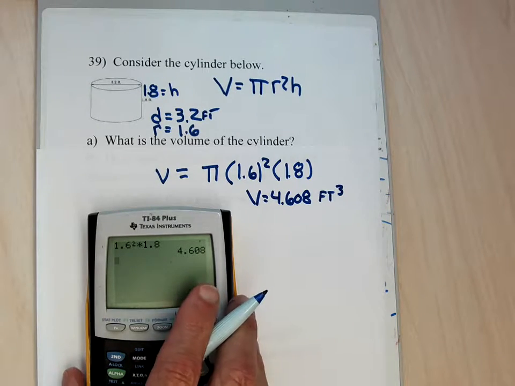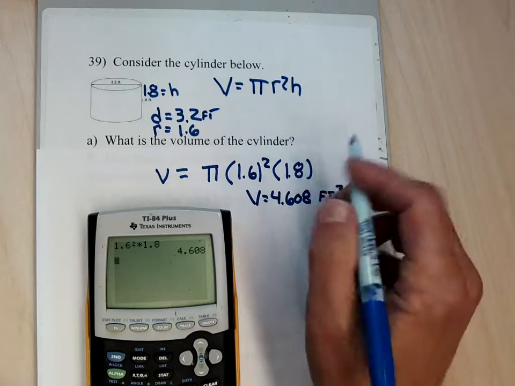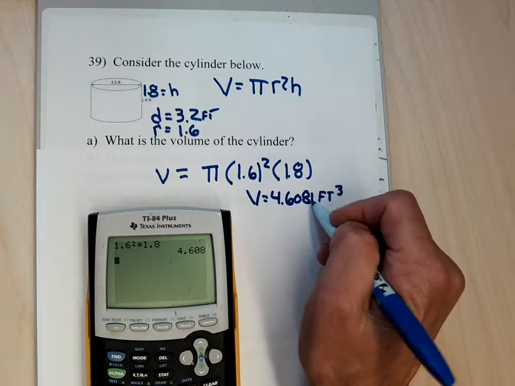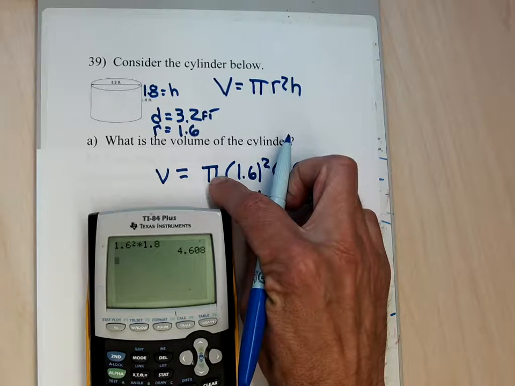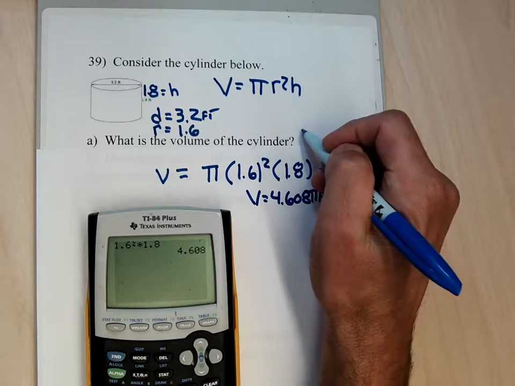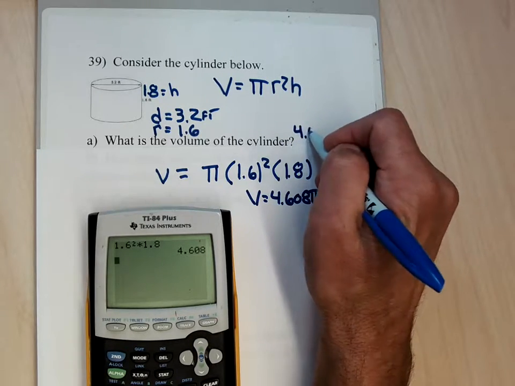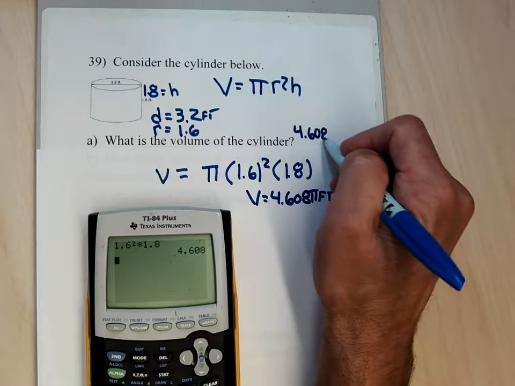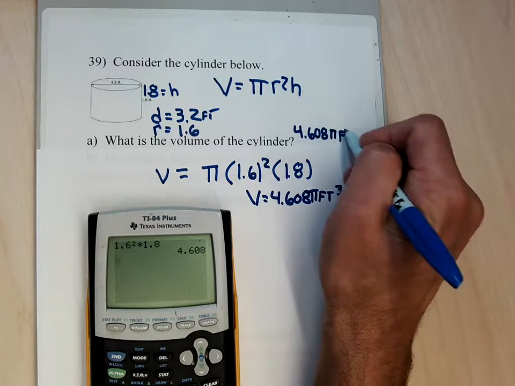It didn't say round to 2 decimals, and I forgot this pi. So that would be a minus something because that pi didn't go away. I didn't change it to 3.14, but I need it. So the answer to part A of 39, the volume is 4.608 pi cubic feet.